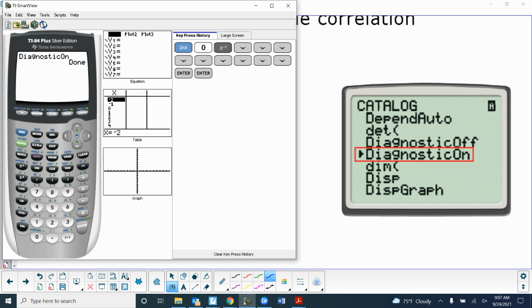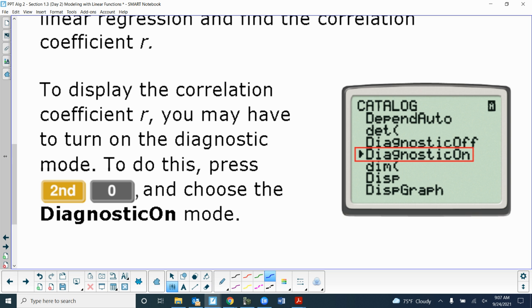So again, catalog was second 0. And whenever you hit this alpha button, you'll see that A for alphabet there. Then you can hit a button, and it'll put an actual letter up there for you, wherever your letters are. Okay, so that's the first thing. Turn your diagnostics on. Okay? Anybody having a problem with that? Good, you guys are listening.